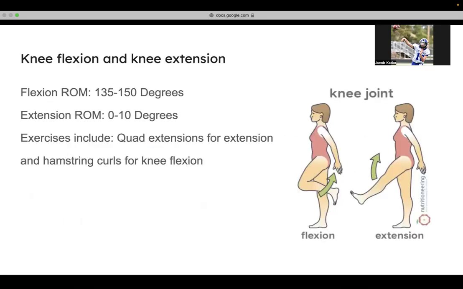Looking at knee flexion and extension, flexion range of motion would be 135 to 150 degrees, and extension would be 0 to 10. Exercises would be quad extensions for extension and hamstring curls for flexion, as seen. Flexion would be moving towards the glutes, extension would be moving away from the chest.